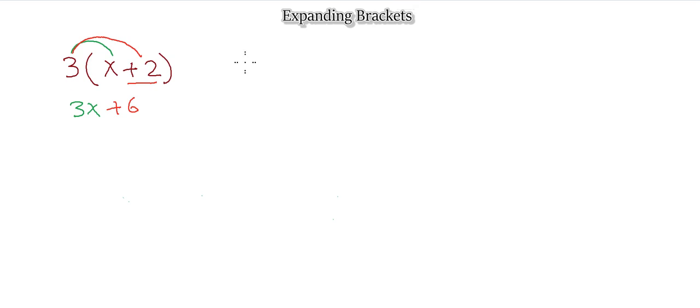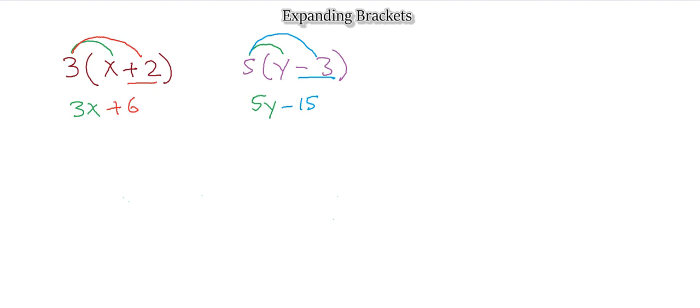So let's say now I start with 5 bracket y. Again, you can have any number or term inside, so minus 3. So now I'm multiplying 5 multiplied with y, that's 5y, and then 5 multiplied with minus 3. So 5 multiplied with minus 3, that's minus 15. So 5y minus 15.